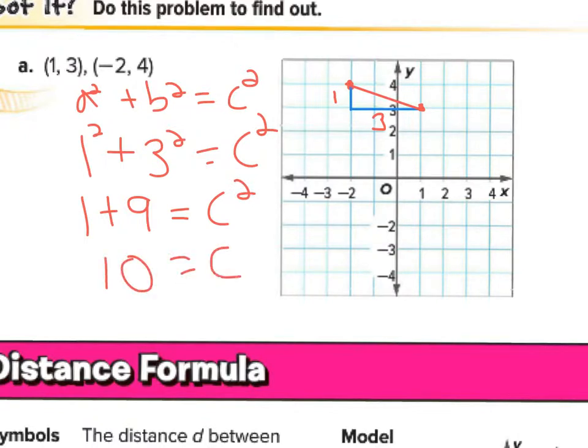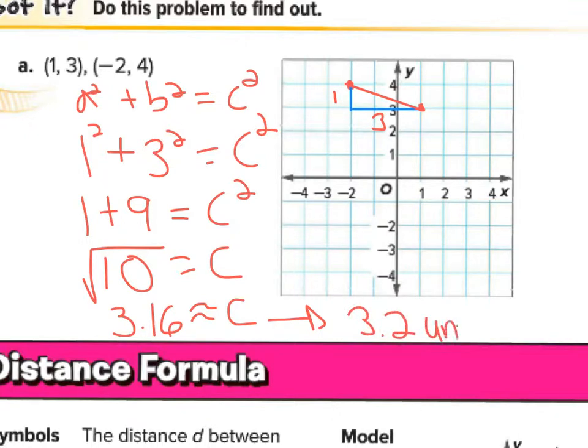Or I'll just do it right here. I'll cut one step and just take away the square and take the square root of 10, and I get about 3.16, because it goes to, I don't know, 21st decimal place or something like that. If I round that to the nearest tenth, it becomes 3.2 units. And that is the approximate length of our hypotenuse.